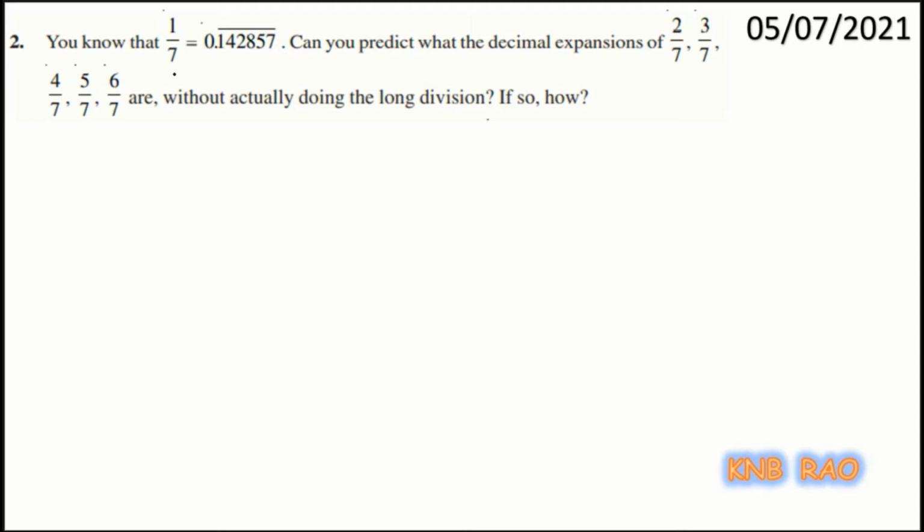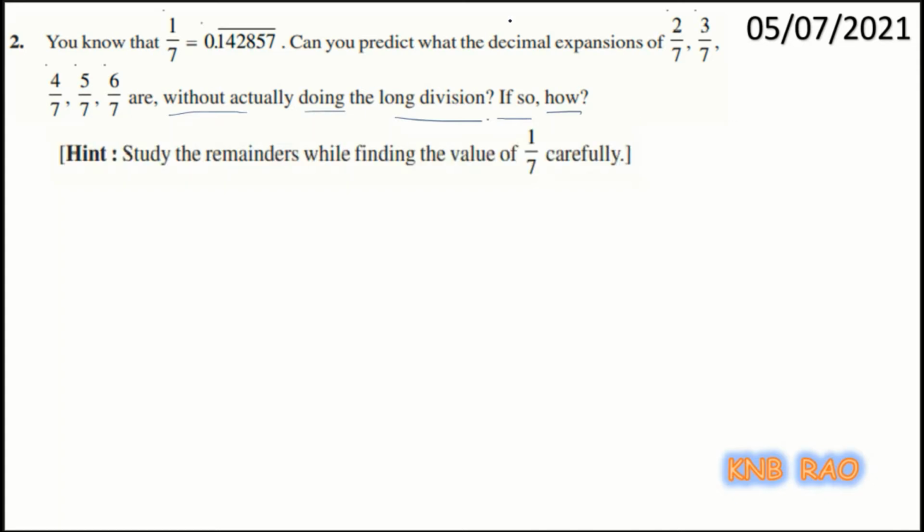Here, the question is: you know that 1 by 7 is 0.142857 bar. Can you predict what the decimal expansions of 2 by 7, 3 by 7, 4 by 7, 5 by 7, 6 by 7 are, without actually doing the long division? If so, how? This is the question.